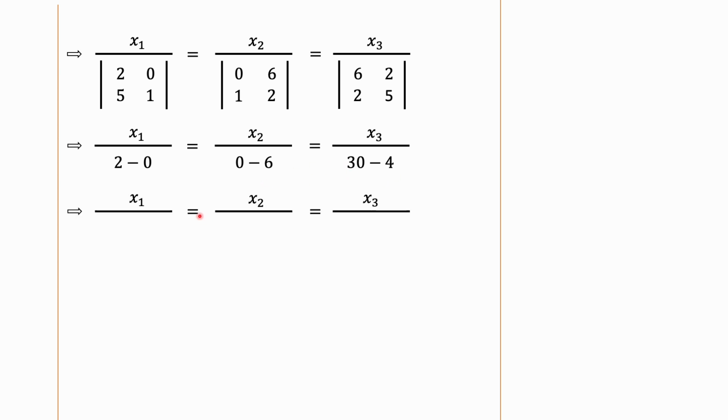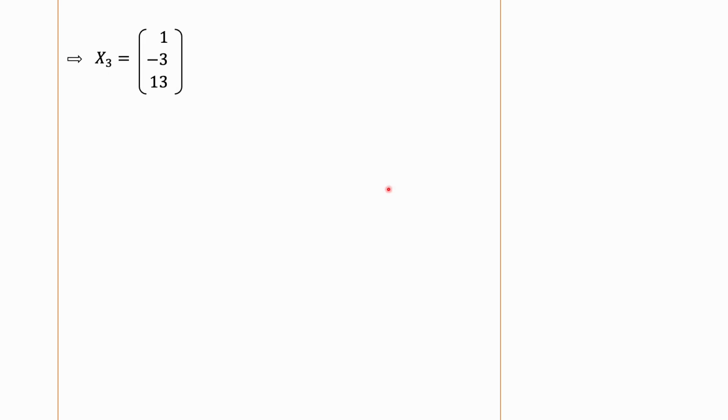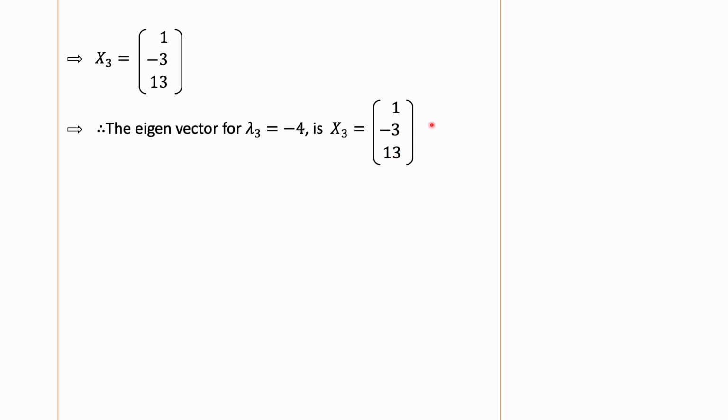Let us simplify this. 2 minus 0 is 2, 0 minus 6 is minus 6, 30 minus 4 is 26. Here we can again simplify because we have a common factor of 2. Dividing by 2, it is equal to 1, minus 3 and 13. So the solution is 1, minus 3 and 13. Here the eigenvector x3 is equal to 1, minus 3 and 13. Therefore the eigenvector for lambda 3 equal to minus 4 is x3 equal to 1, minus 3, 13. So this is the eigenvector for the corresponding eigenvalue minus 4.